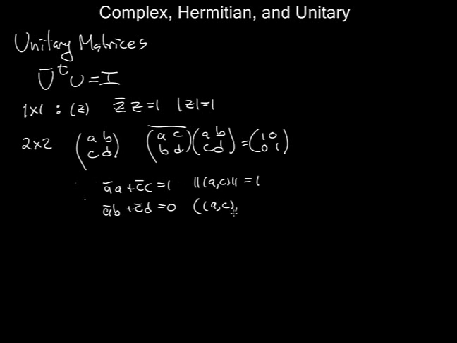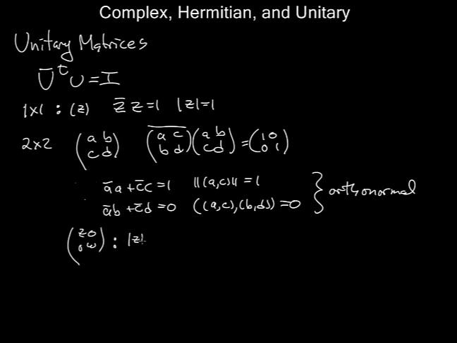And the next condition you see is that AC + BD is equal to 0, which says that the columns are orthogonal, and the result is that the rows and columns have to be orthonormal. So for example, if you have a diagonal matrix, it's orthogonal if and only if z and w have absolute value 1, which is to say they're of the form e^(iθ), e^(iφ).